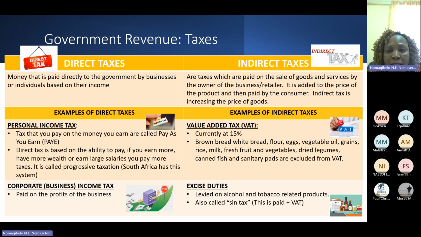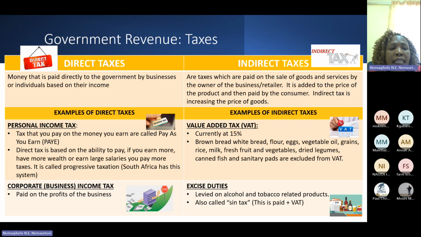The more you earn, the more tax you are going to be charged. The direct tax is based on the ability to pay. If you earn more, you have more wealth, or you earn large salaries, you pay more. This is called progressive taxation. That is the system that is used in South Africa to tax people who earn money.